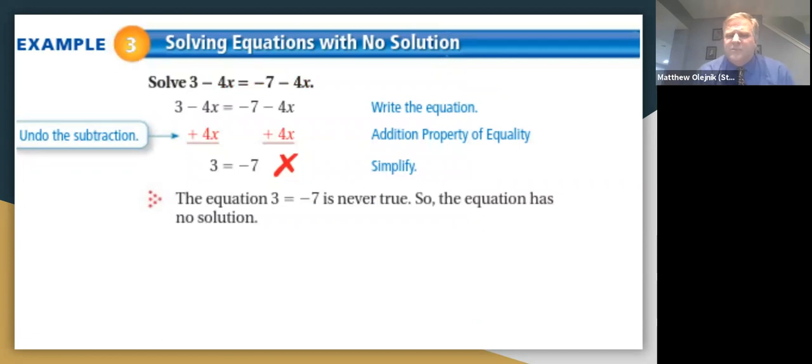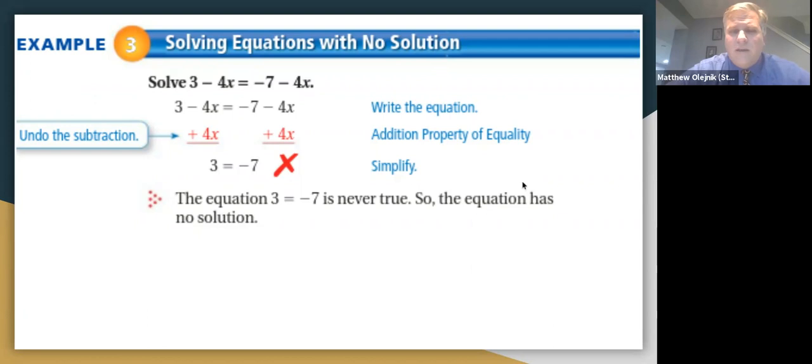All right, in this particular problem, when we go ahead and simplify our equation, take a look. Well, okay, we have a negative 4x, so we're going to add 4x to both sides, but watch what happens. It's going to disappear from both sides, leaving us with 3 equals negative 7. Now think about that. That does not make any sense at all. So the equation 3 equals negative 7 can never be true.